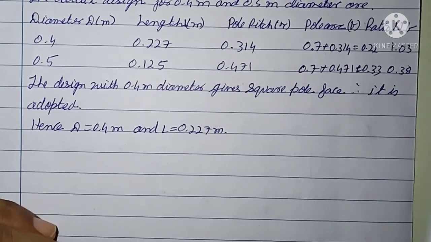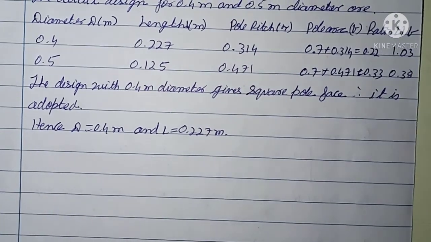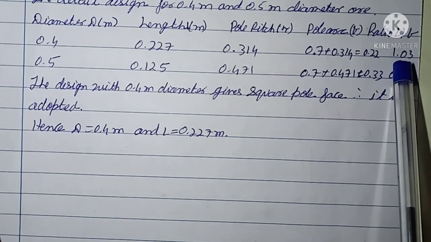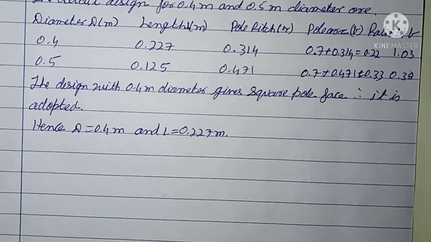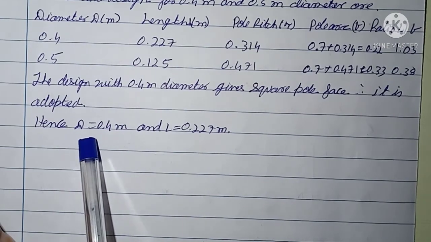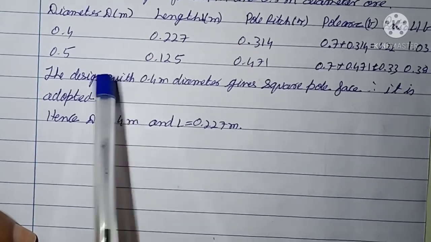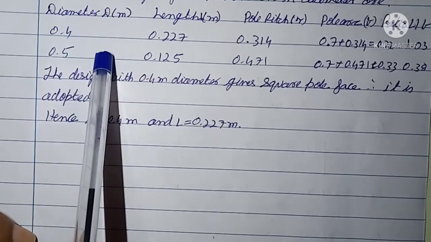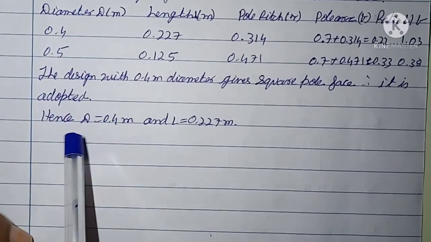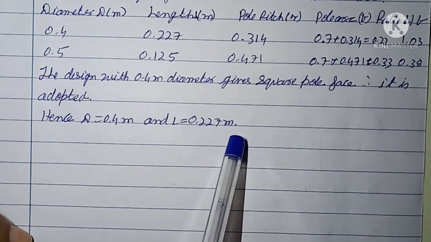The design with 0.4 m diameter gives a square pole face. How is that decided? It is almost nearer to 1, so L and b are the same, which is the standard for a square pole face. Since this is giving us nearer to the square, we take the diameter to be 0.4 m and L to be 0.227 meter. So for us, the corresponding lengths for 0.4 diameter are selected.